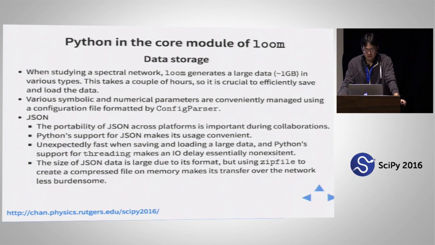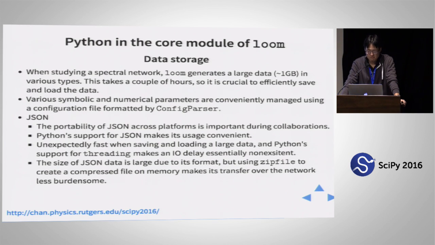For the large part of it, I chose JSON, mainly because of the portability across platforms, because my collaboration includes Mac users, Windows users, and Linux users. So portability was very important. And Python support for JSON was great, so it was very easy to save and load data in JSON format. And it was unexpectedly fast, actually, considering the JSON data format is natively just a text file.